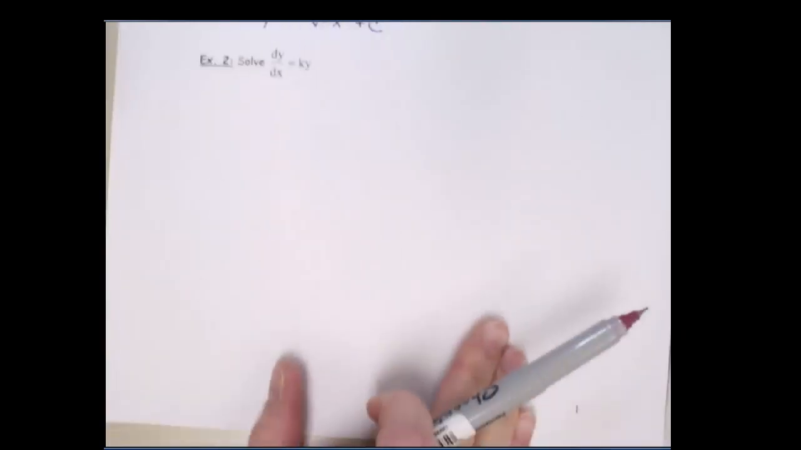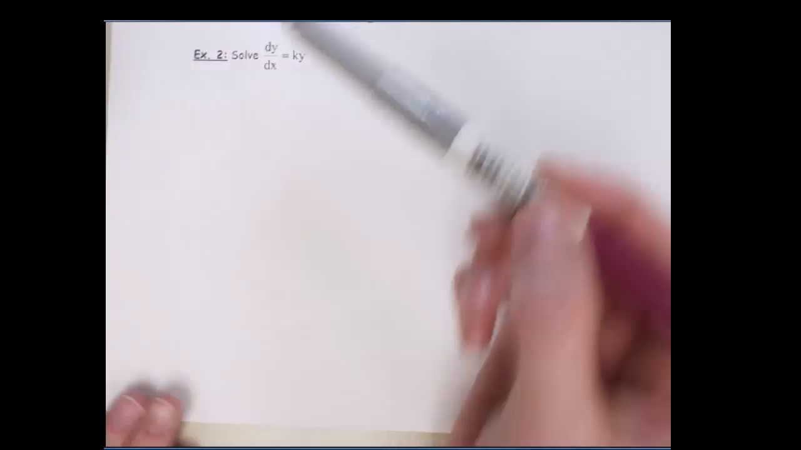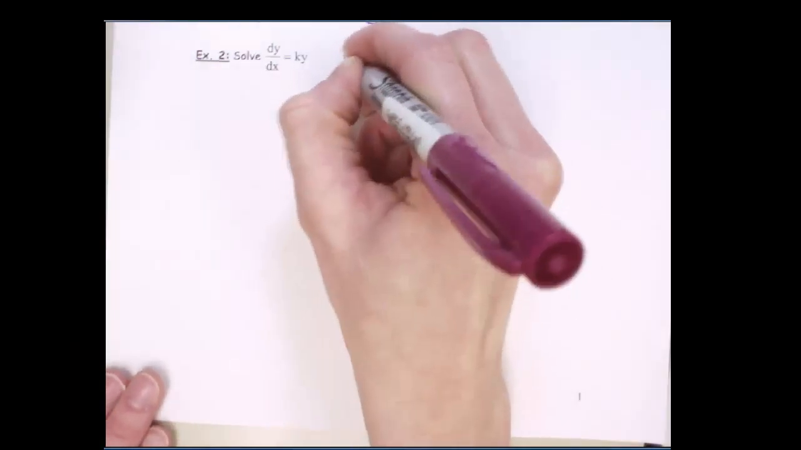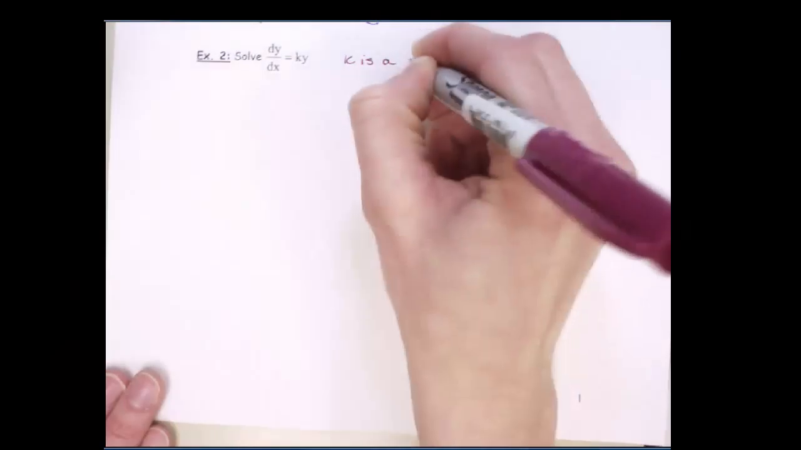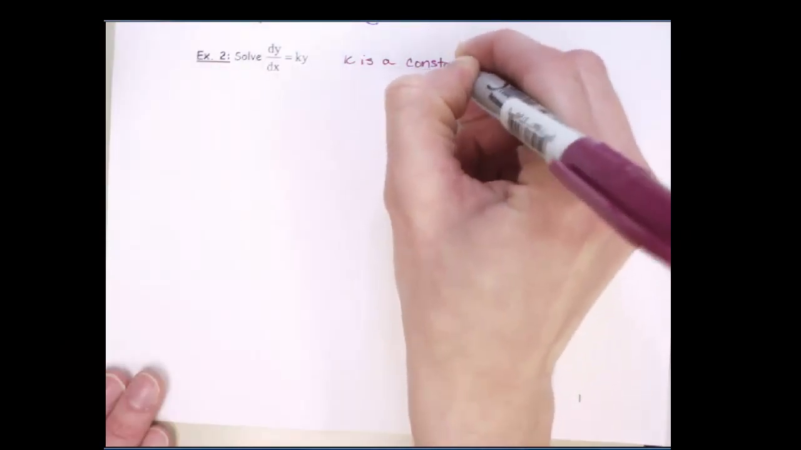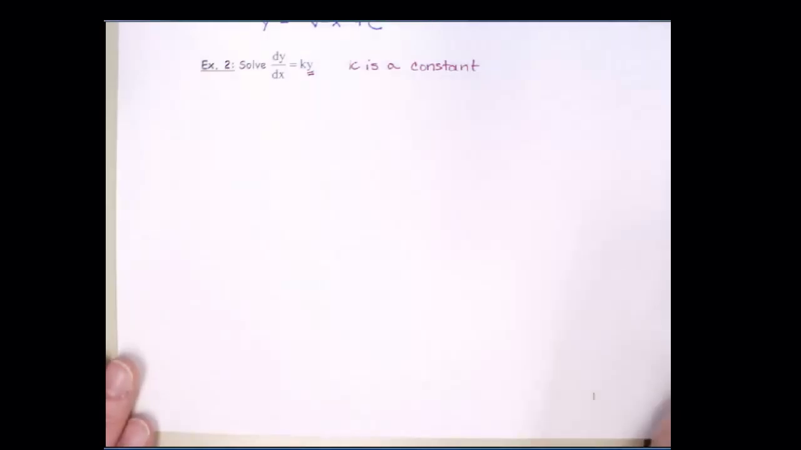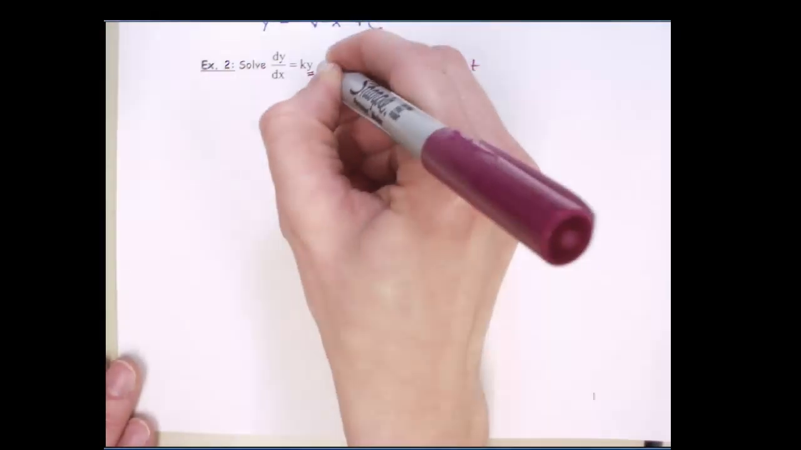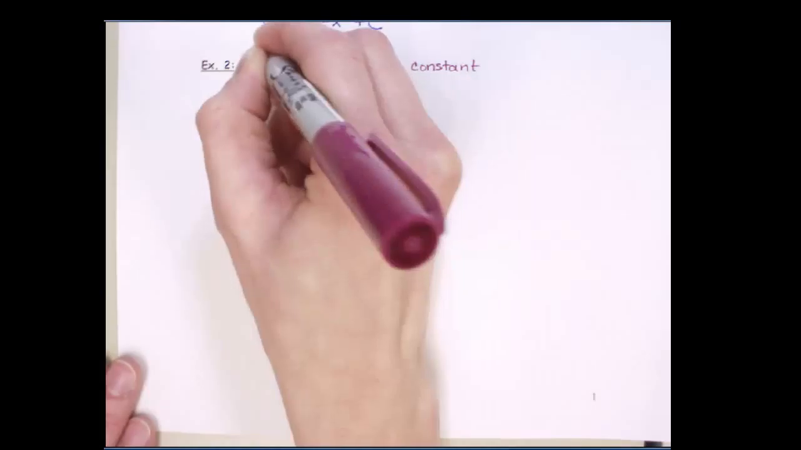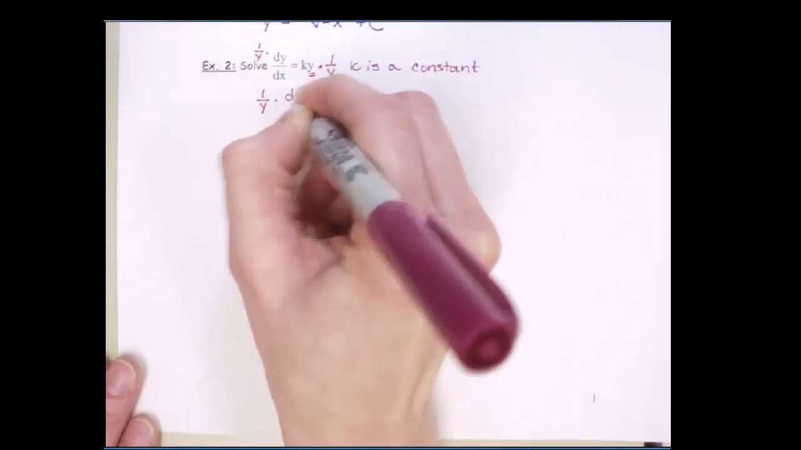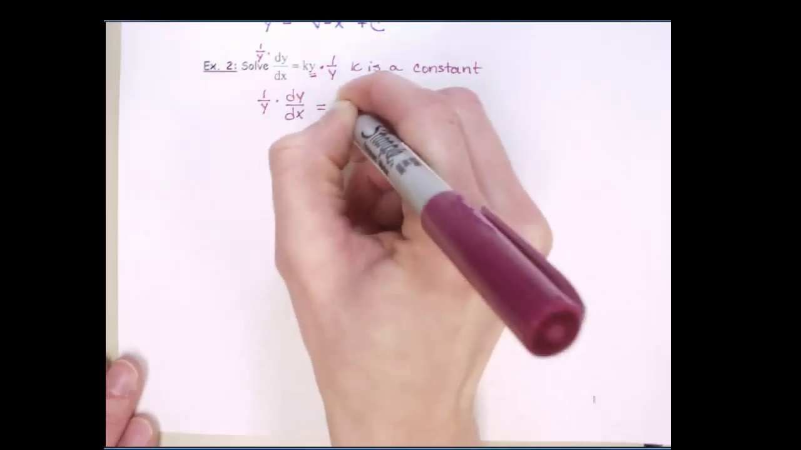So in example 2, we're solving for dy over dx equals ky. So notice there is not a k in either the top or the bottom of the derivative. So that must mean that k is a constant. It is not a variable. And that's important. We're just going to treat k like a number. So the y needs to be on the side with the dy. So I'm going to divide by y, or multiply by 1 over y, to move it to the other side. So I get 1 over y dy dx equals k.